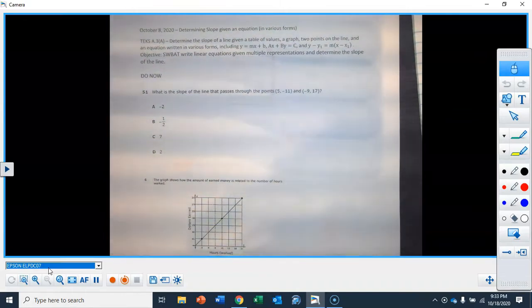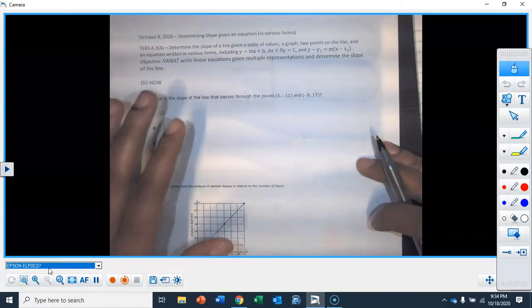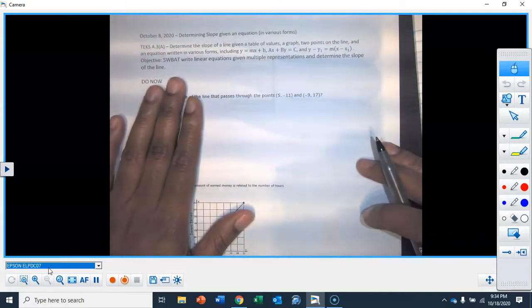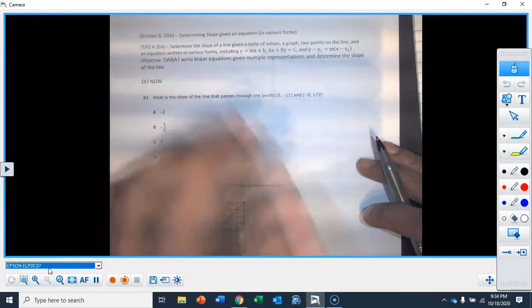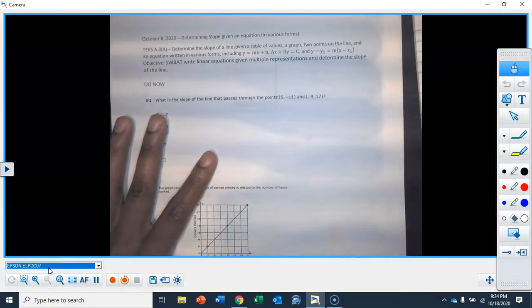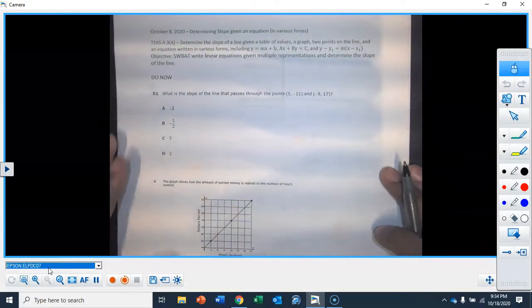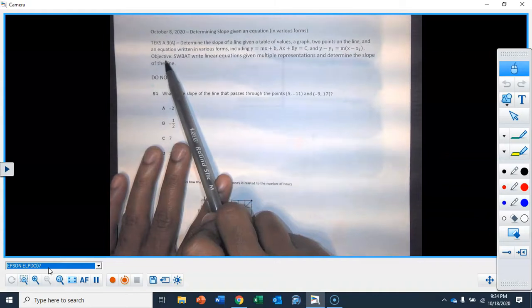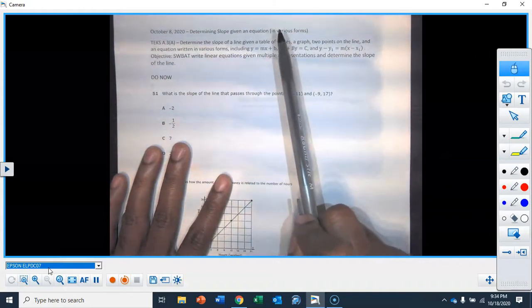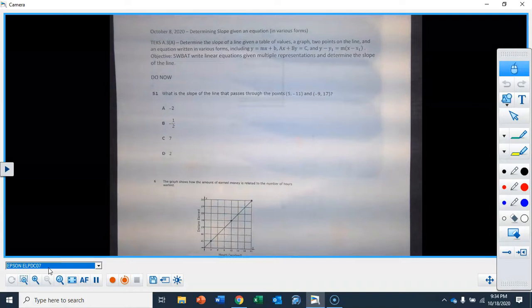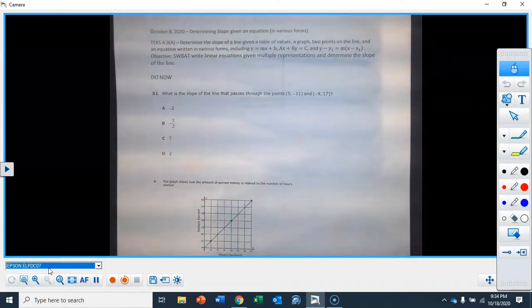All right, so backing up, this is the October the 8th, week 9 packet. Just to go through this real quick, we're going to do the same thing as in the last video: I'll let you know what the objective is, highlight a couple of key points, and then we'll do the do now and then work out the problems. Remember that some of the problems in this particular packet we have never seen before, so make sure you take good notes through this, okay?